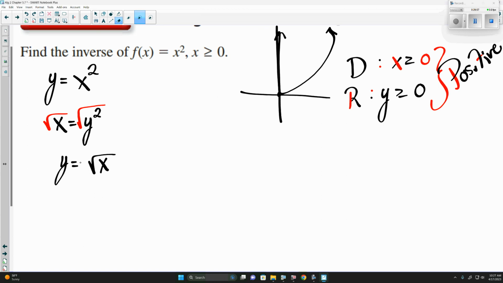Actually, I don't need that. It's just going to be the square root of x. So f inverse of x is just going to be the square root of x. And for all the ones on the homework, when we have that x is greater than or equal to 0, we can just say square root of x.